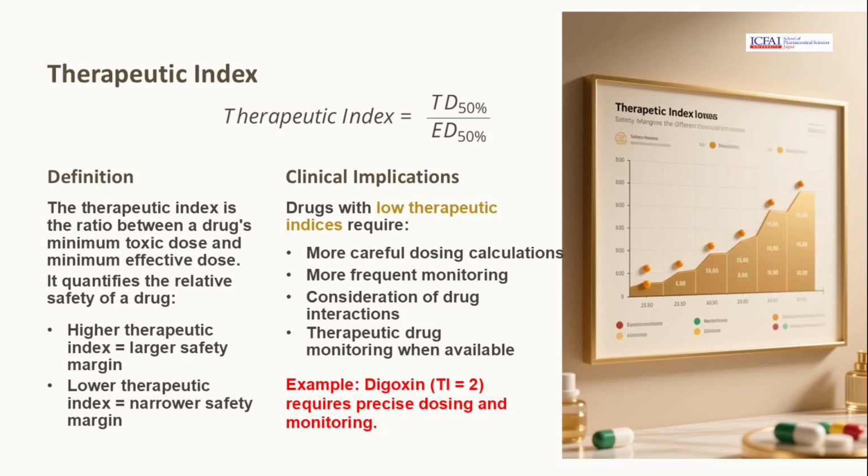The therapeutic index measures drug safety, comparing minimum toxic and effective doses. A lower index requires precise dosing and monitoring to prevent adverse effects. Understanding this index is crucial for safe drug administration.